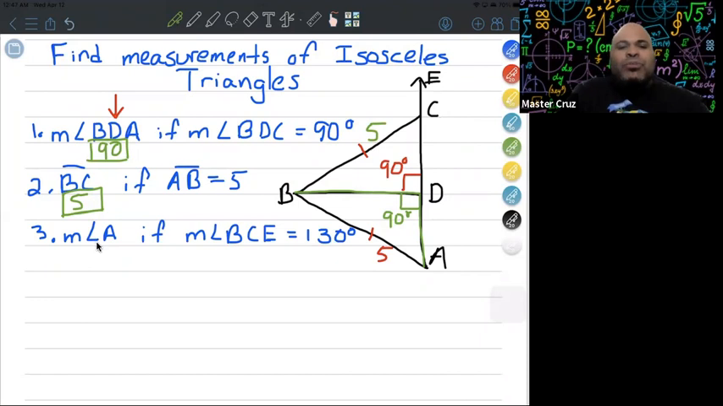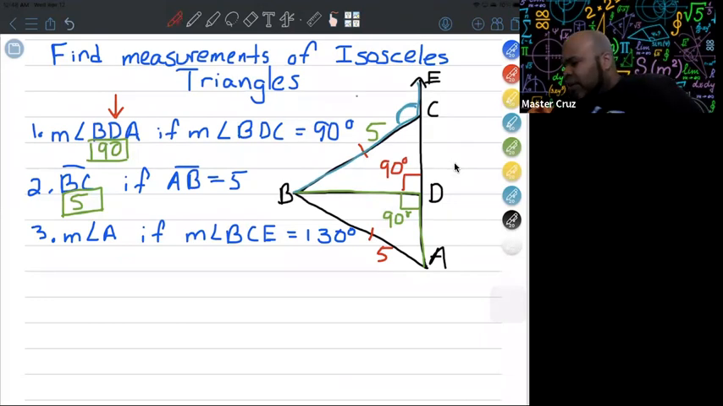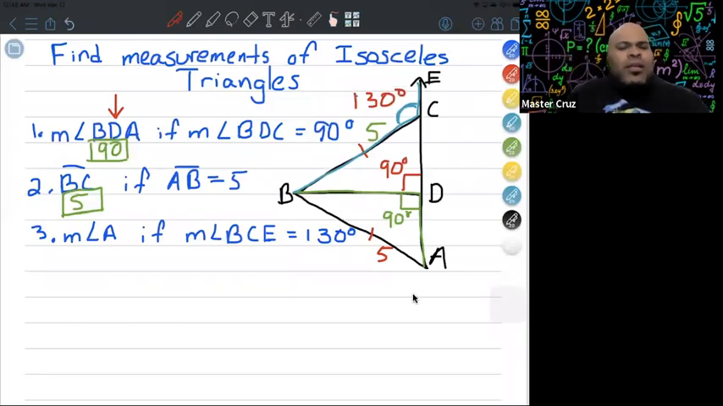Number 3, find the measurement of angle A if the measurement of angle BCE is 130 degrees. Where is the measurement of angle BCE? Well, BCE, if I start at B, I continue to C, and then I go to E, we're talking about this angle right here. This is the angle that's given to us, 130 degrees. I'm going to write that in red, 130 degrees. This is given to us. But this is a little bit strange because they're asking for angle A, and angle A is all the way down here. So how can I check what is the measurement of angle A if what they're giving me is all the way up here?